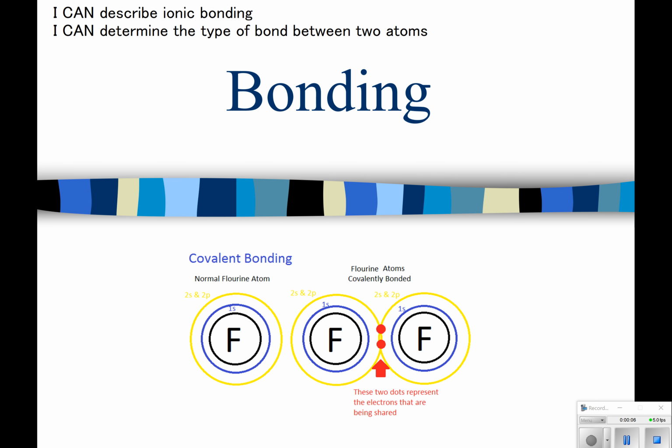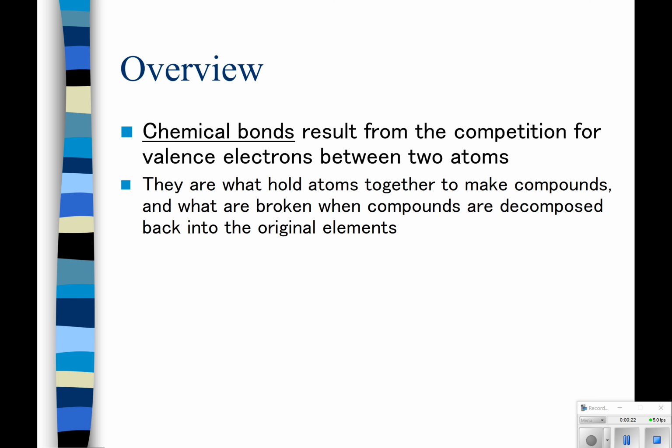Today's lesson will focus on bonding. There are a few different types of bonding, but today's video is going to focus on ionic bonding. So by the end of today's lesson, you should be able to describe what ionic bonding is and also be able to determine the type of bond that occurs between two different atoms.